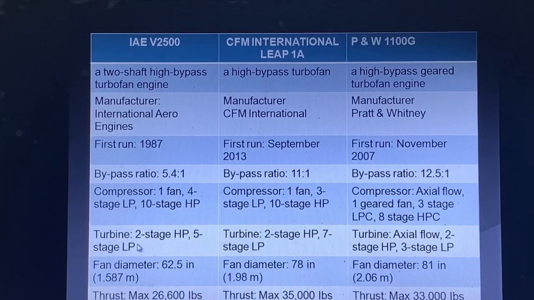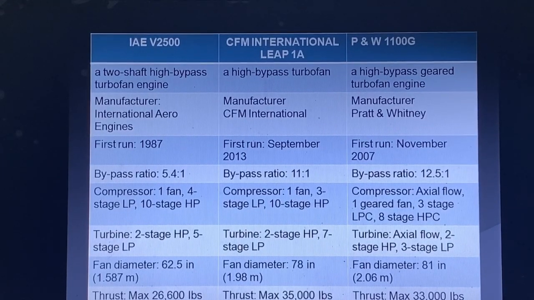Next, let's talk about the turbine specification. For the IAE V2500, the turbine specification is a 2-stage high pressure turbine and a 5-stage low pressure turbine. In the case of CFM International, it is a 2-stage high pressure turbine and a 7-stage low pressure turbine. Here the number of low pressure stages is more if we compare it with the IAE engine. Next, in the case of the Pratt & Whitney 110G engines, the turbine specification is a 2-stage high pressure turbine and a 3-stage low pressure turbine. So the highest number of low pressure turbine stages is with the CFM International Leap 1A engine.